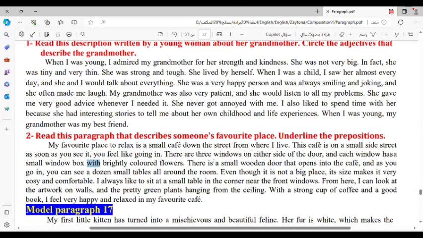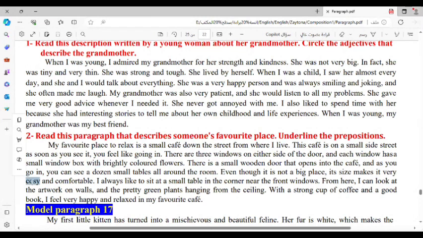Yes, yes. Okay, so there are 3 windows on either side of the door, and each window has a small window box with brightly colored flowers. There's a small wooden door. Here I'm describing the door and the window. That opens into the cafe, and as you go in, you can see dozens of small tables all around the room. Even though it's not a big place, its size makes it very cozy and comfortable.